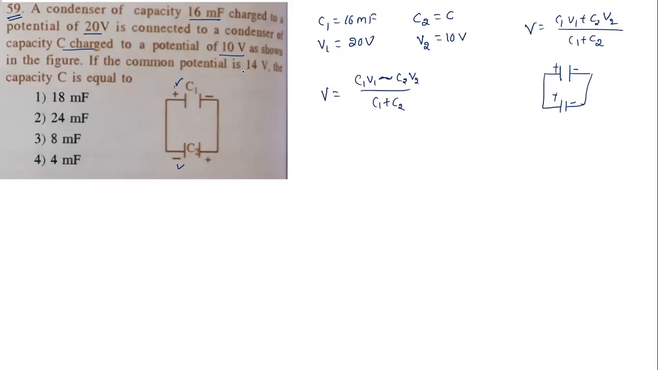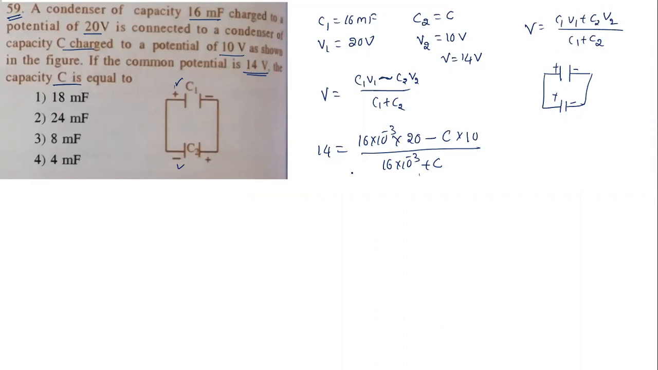Now, the common potential is how much? 14 volt. The given common potential is 14 volt. Then we need to find out the capacitance. Use this formula. It is 14 equal to C1, which is 16 into 10 power minus 3, into V1, which is 20 with negative sign, and C2 is C and V2 is 10, divided by C1 plus C2. C1 is 16 into 10 power minus 3 plus C2 is C. So we need to simplify this one.